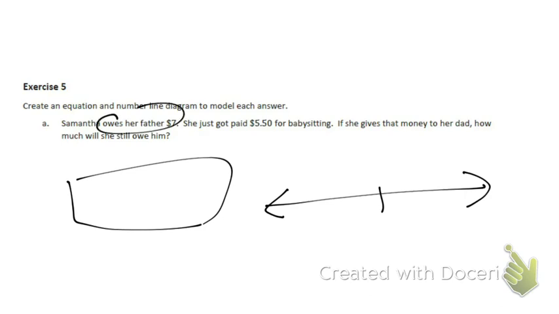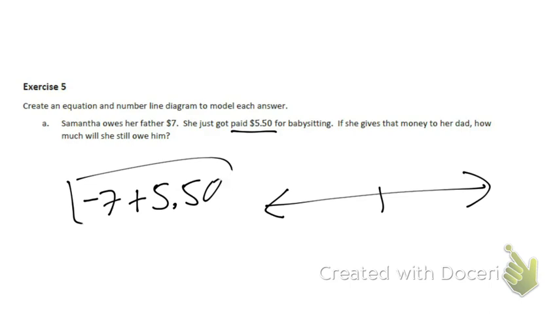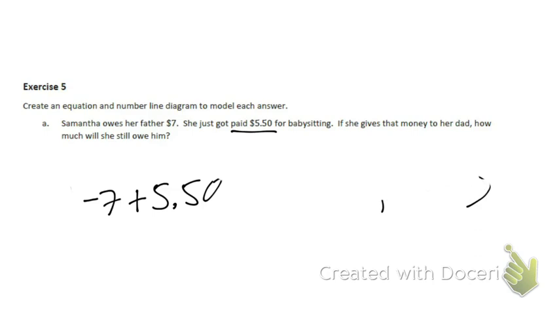So I'll start you guys off with this real quick. Samantha owes her father $7, right? So it starts off with a -7, but then she got paid $5.50. So that means you're adding $5.50. Alright, you guys try to see if you can find the answer on your own, and you can use the number line to help you out.